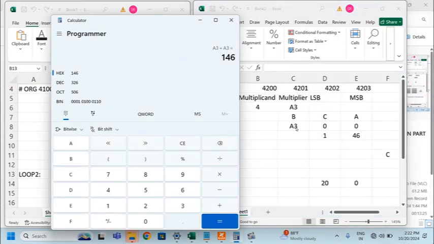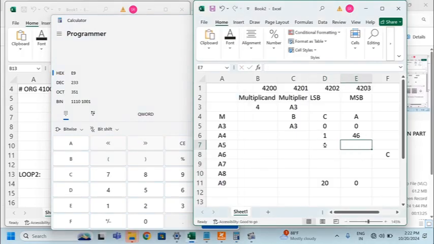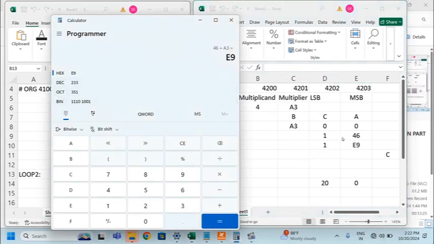Next time we are not going to add A3 with 146, but actually A3 will be added with 46 alone. So 46 is added with A3. Now we are getting no carry, which means that carry is maintained as 1. This is 1 and then E9. This is the result now. This is the third time we have added. So the fourth time we are adding plus A3, what we are getting is 18C.